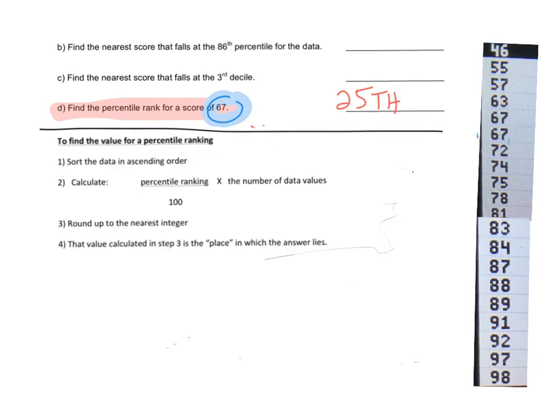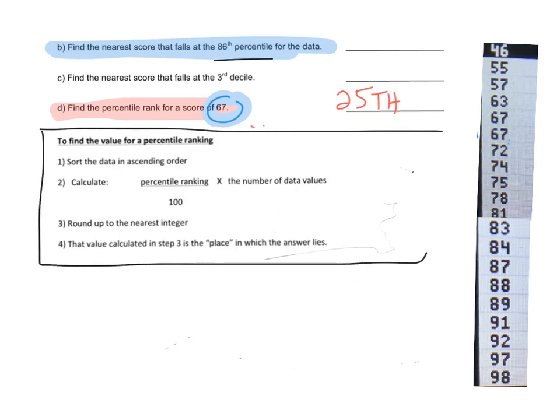Look at letter B. Find the nearest score that falls in the 86th percentile. So now I don't need to know a percentile rank like 25th. I need to know which of these numbers, which of these scores, corresponds to the 86th percentile. So this is what you do if you are given a percentile.